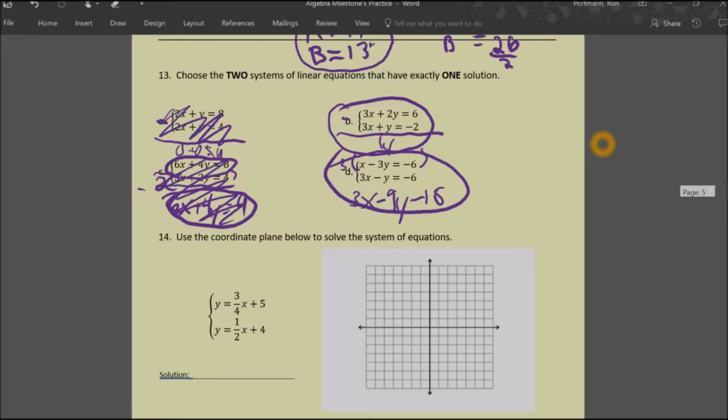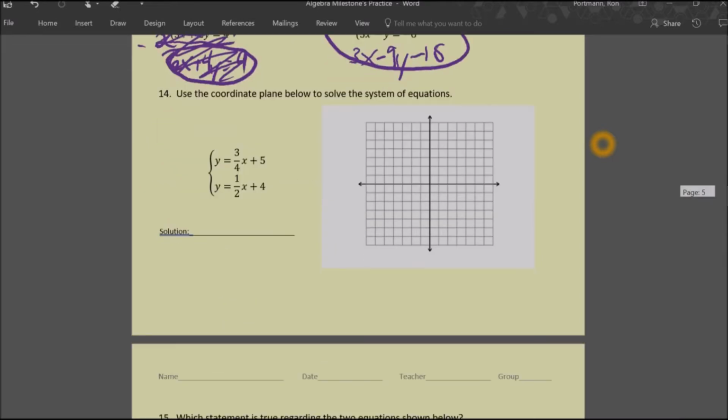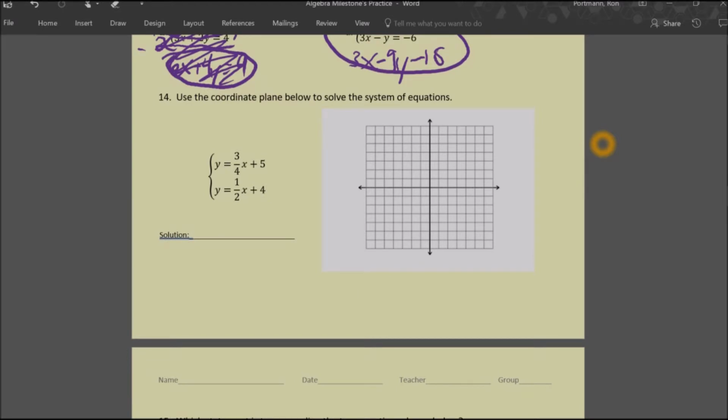Question number 14. We're going to solve this system by graphing. You have got to know how to graph in order to do well in this Milestones test. I'm telling you right now. We are going to write m equals, b equals for both of these equations.